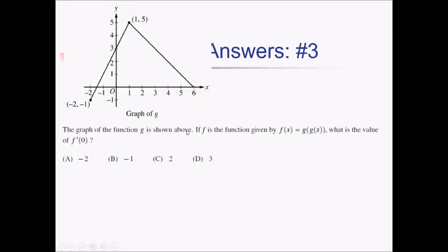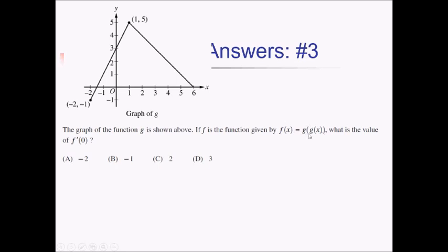For this problem, we have the graph of some function g shown here. F is the function given by g of g of x. It's kind of interesting, plugging a function into itself. We want the value of f prime of 0. So I basically have to take the derivative of g of g of x and then plug 0 into it.